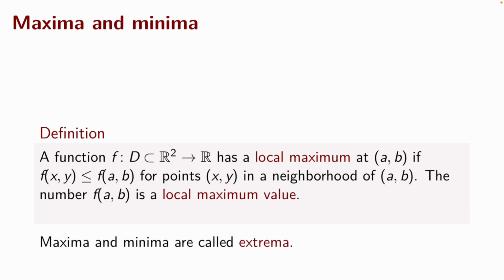A generic name for maxima and minima is extrema. So if we say that the function has an extremum at (a, b), it means that it has either a maximum or a minimum. And maxima and minima are the plurals of maximum and minimum.